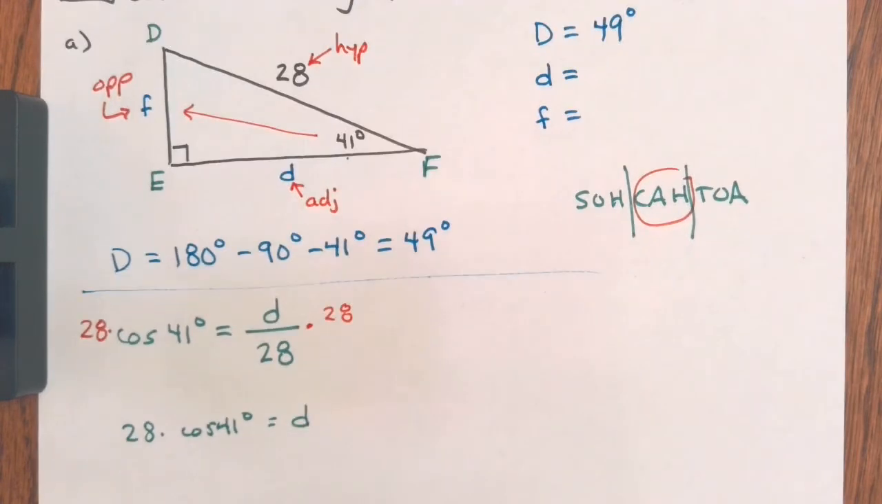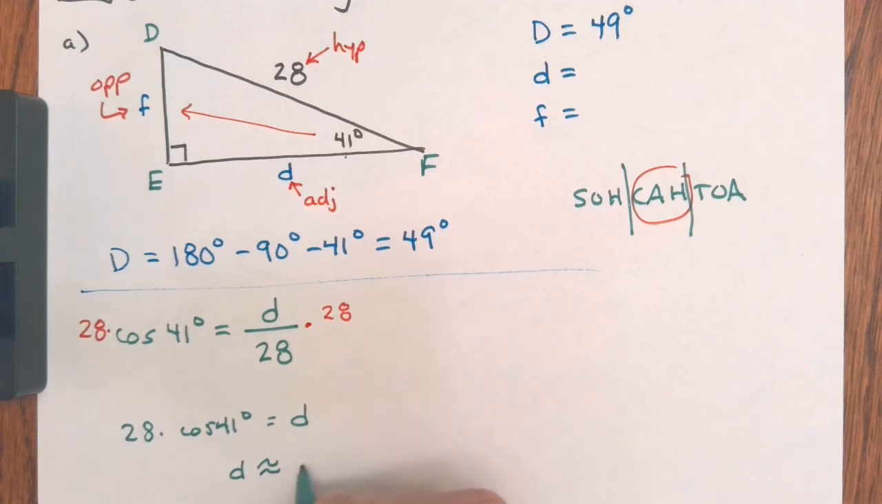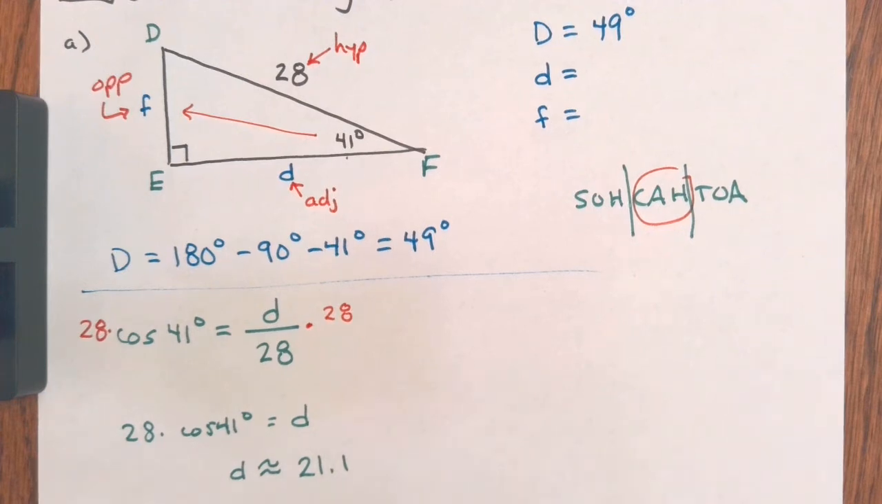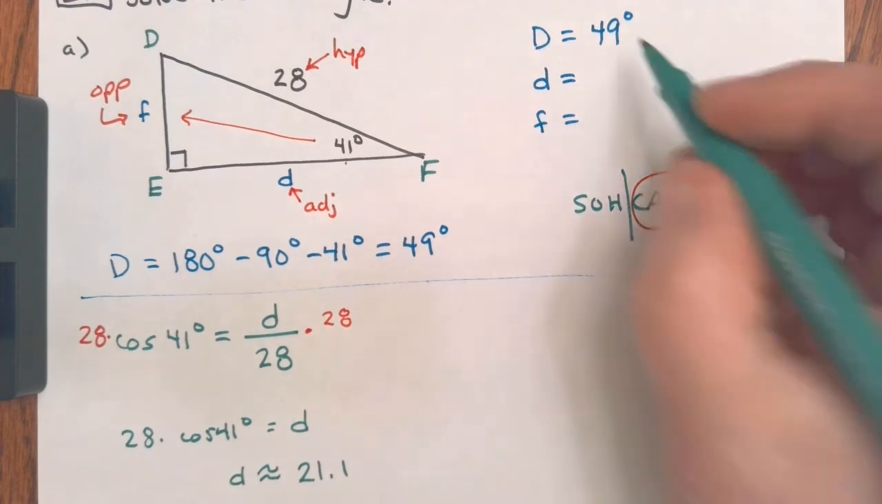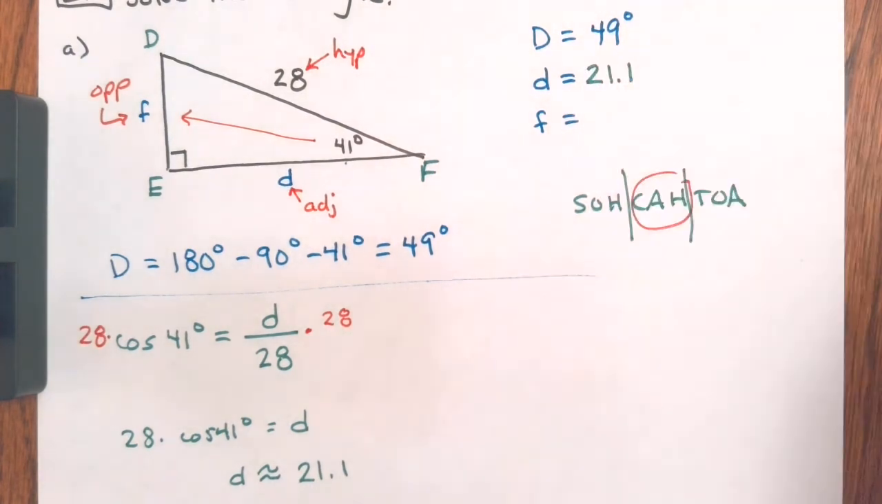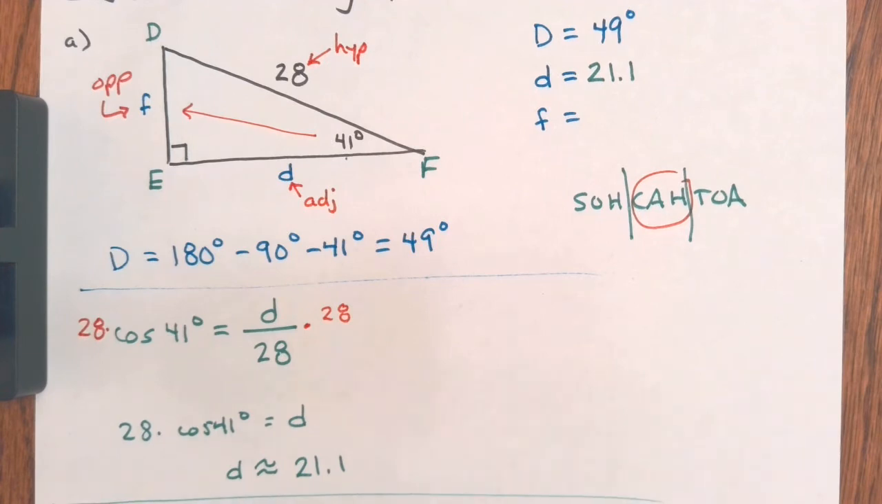We'll throw that into our calculator, round that to 1 decimal place since it is a side length. And if you do that, the calculator will let you know that's very, very close to 21.1. So letter d, we do have a measure for that now. That side length, lowercase d, is 21.1.